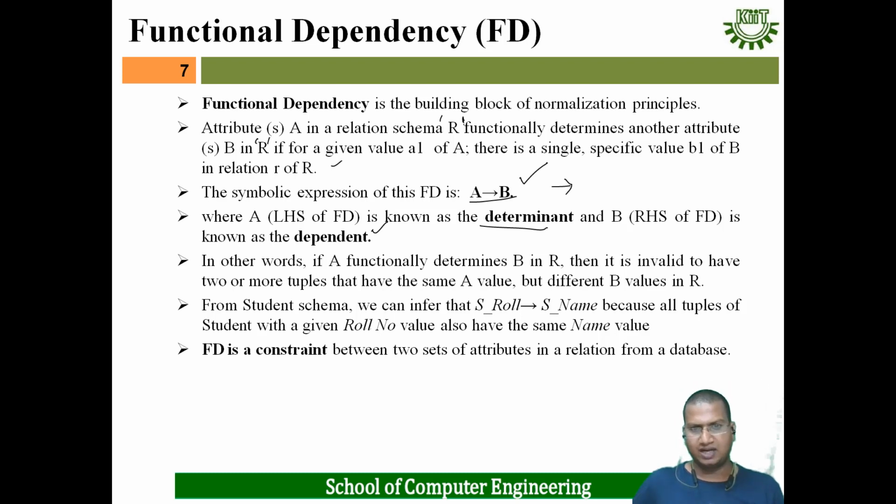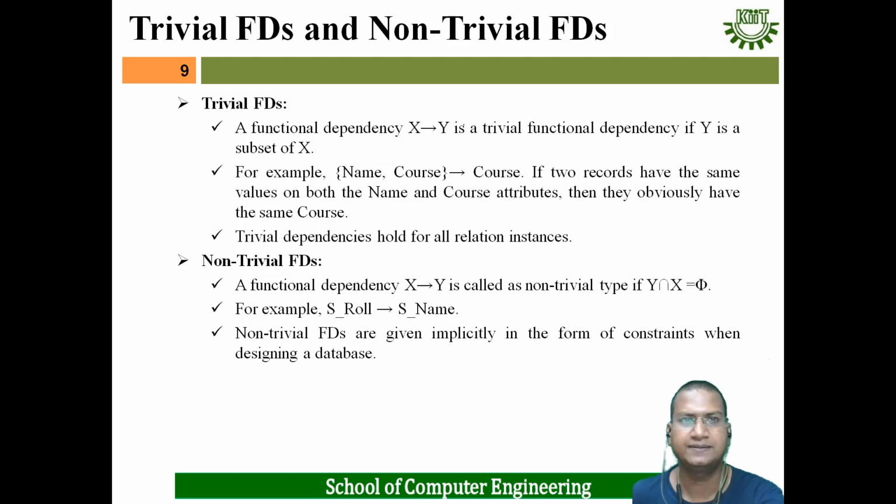From the student schema, we can infer the student roll number determines the student name, because all tuples of student with a given roll number value also have the same name value. This can be a functional dependency. Then FD, functional dependency, is a constraint between two sets of attributes in a relation from a database. This is all about functional dependency, and there are two types: trivial functional dependency and non-trivial functional dependency.